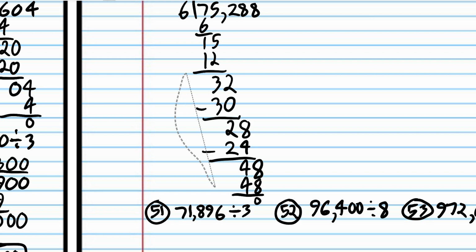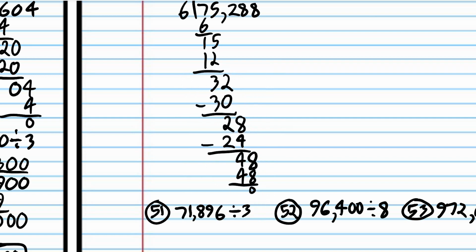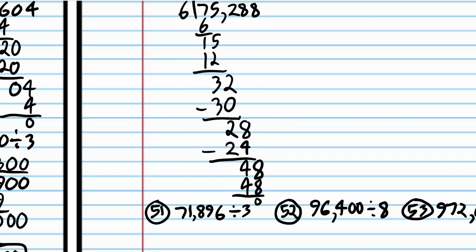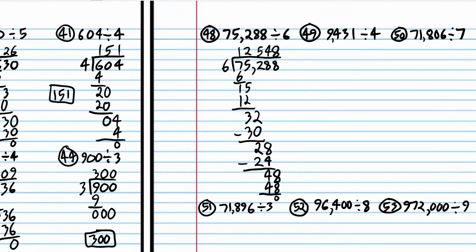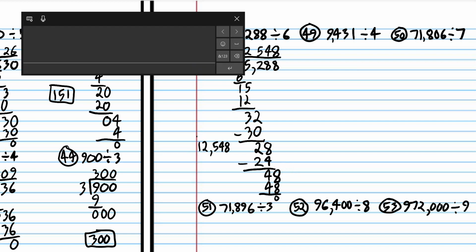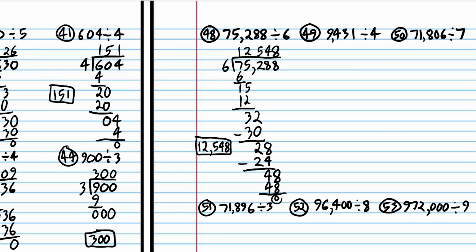All right. Let's try to make these numbers a little smaller. Actually, I shouldn't do that because we're supposed to be lining them up. Oh, well. So the final answer, we got a really big quotient this time. Remember, this number is called the quotient. 12,548. And the remainder is 0, so we don't have to write a remainder.